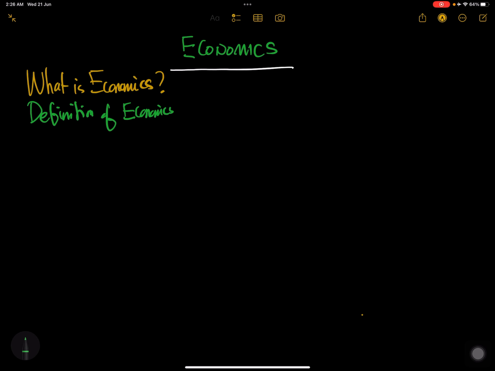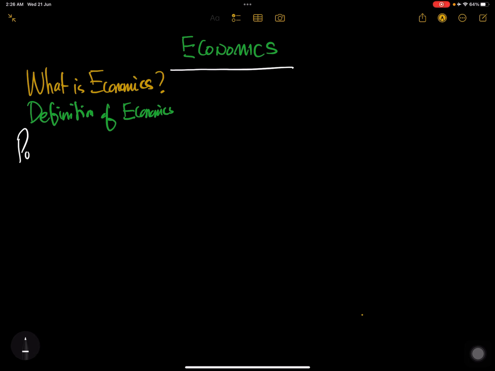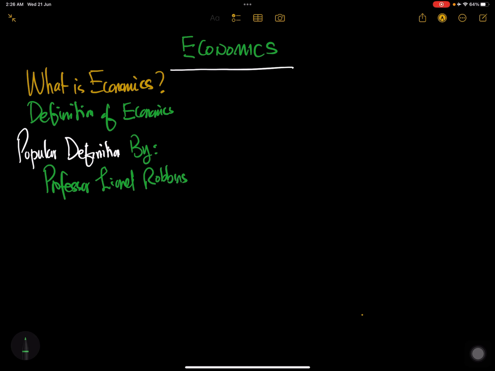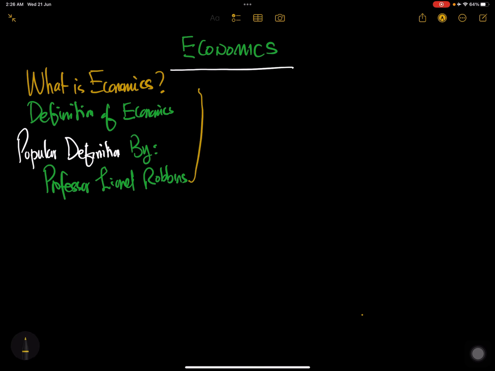There's one very popular definition by Professor Lionel Robbins, and he defined economics as a science which studies human behavior. A science that studies human behavior.